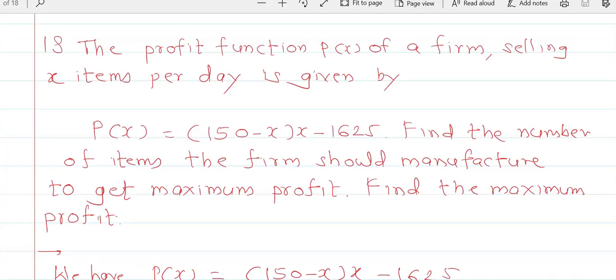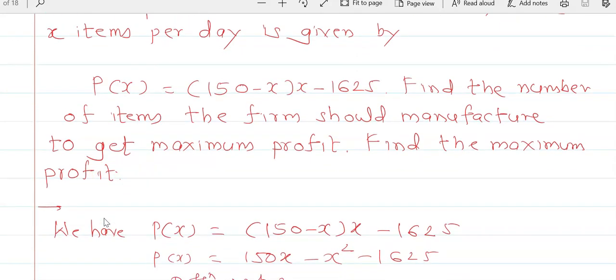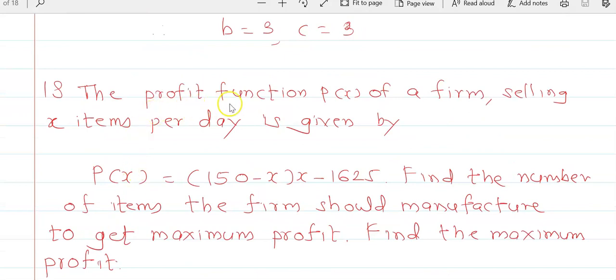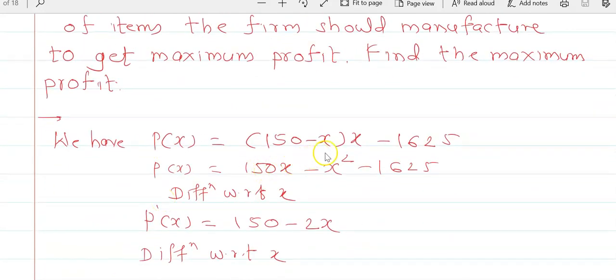Now the next problem is problem number 18. The profit function P of x of a firm selling x atoms per day is given by P of x is equal to (150 minus x) into x minus 1625. Find the number of atoms the firm should manufacture to get maximum profit. Find the maximum profit. Now here we have been given the profit function P of x, which is (150 minus x) into x minus 1625.